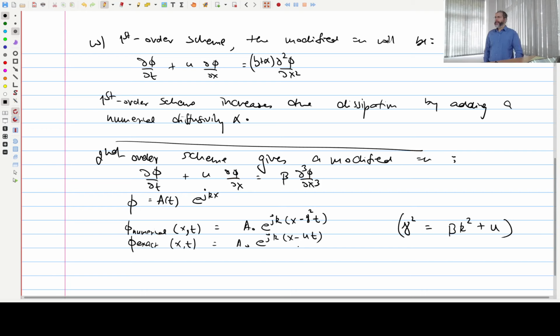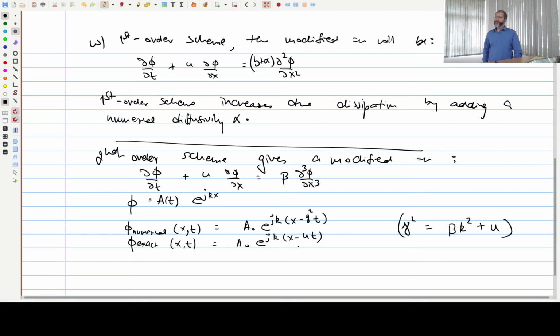U is a wave speed, right? The speed with which the wave is moving. So when you have a second order scheme, what you have is something called a phase error, not an amplitude error. This time the amplitude is not being touched at all. It's the phase that is getting affected, or the wave speed.